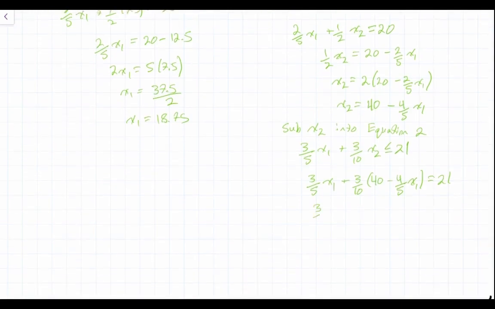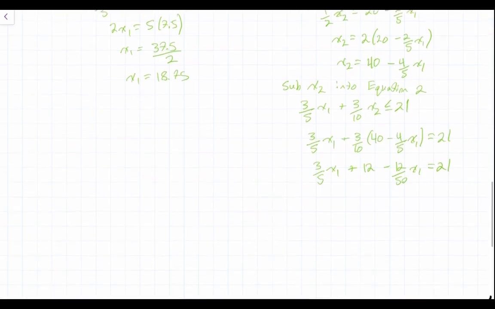So 3/5 x1 plus 3/10 times 40 is 12. And then 3/10 times 4/5 gives us minus 12/50 of x1 equal to 21. So we can rearrange a little bit here. So 3/5 x1 minus 12/50 of x1 is equal to 21 minus 12.